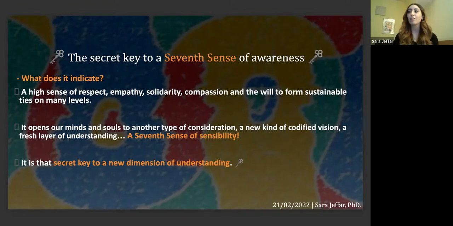It's like having a lot of keys, and we just have to reach out because it will open a lot of doors, and it will definitely be the best experience you could have. And so it is that secret key to a new dimension of understanding, as I said.